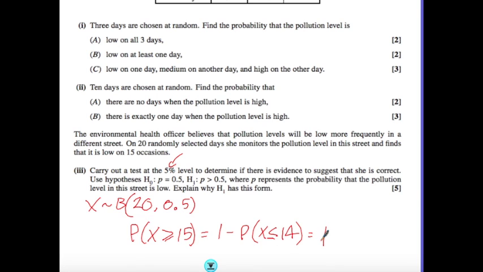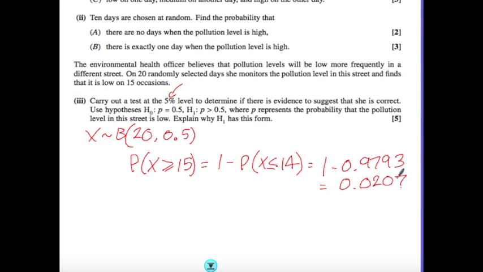So I have my formula book. So turn right to the back, or near the back. And then we need where n equals 20, so the very last table. Our p is 0.5, so somewhere in the middle. And we're looking for 14. So I get 0.9793. So 1 minus 0.9793, which is 0.0207. Right, good. So there was about a 2% chance of this happening out of just sheer probability.